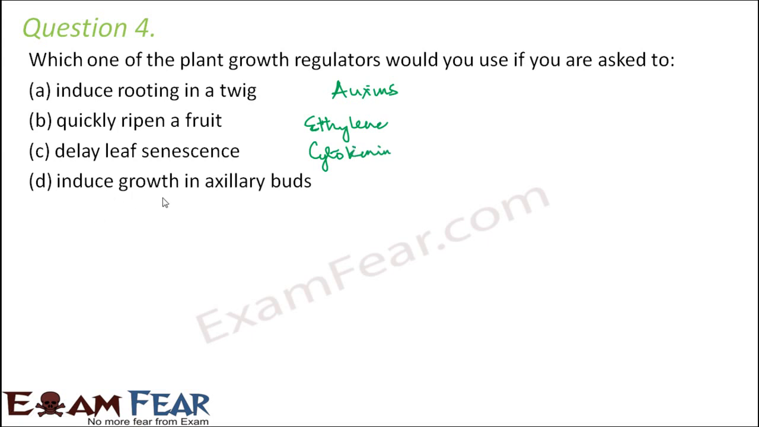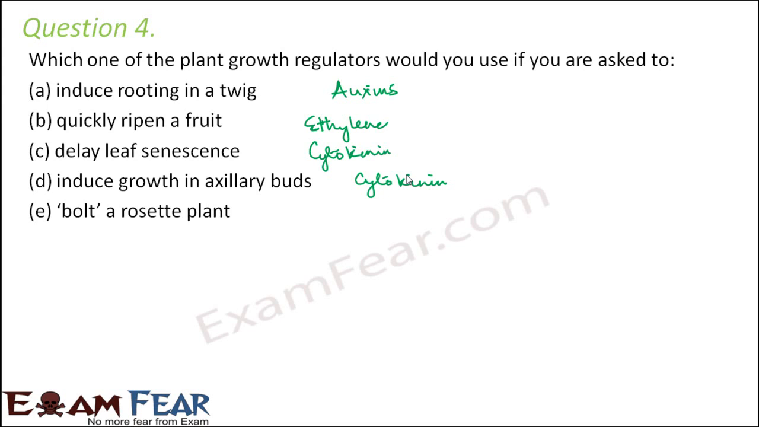Induce growth in axillary buds. So inducing growth in axillary buds actually means it promotes lateral growth. Now auxins promote vertical growth. So auxin is not the one. Which is the other growth promoting hormone which promotes lateral growth? It is cytokinin. That is why cytokinin and auxin together can actually grow tissue culture in such a way that it can regenerate the whole plant. Because one will promote vertical growth and the other will promote lateral growth.